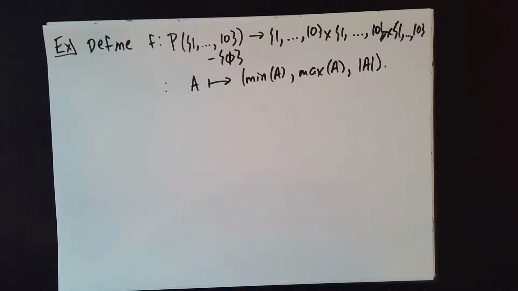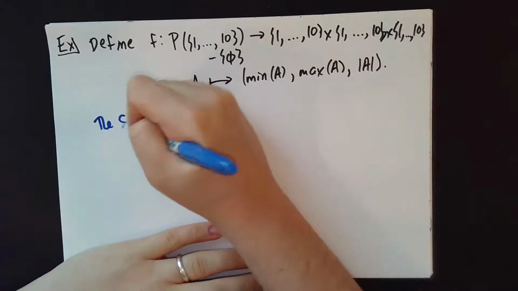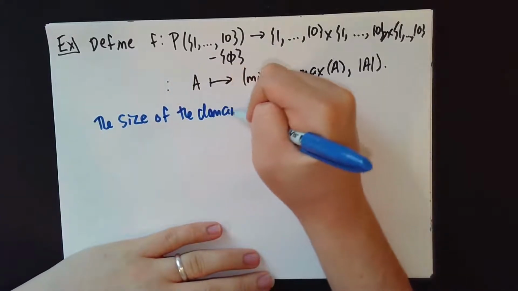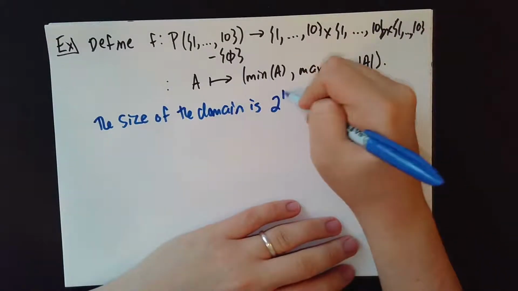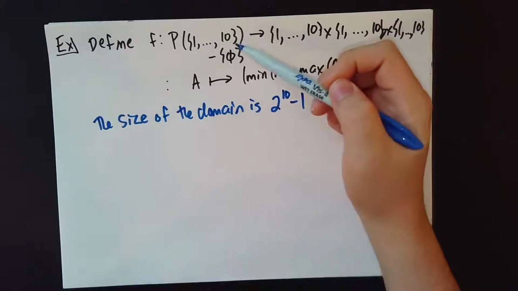Well, it's very possible to come up with two things that map to the same place. But you could also use the pigeonhole principle. Okay. And here's how. The size of the domain is, well, it's 2 to the 10th minus 1. Right? I started with a power set of 1 through 10.